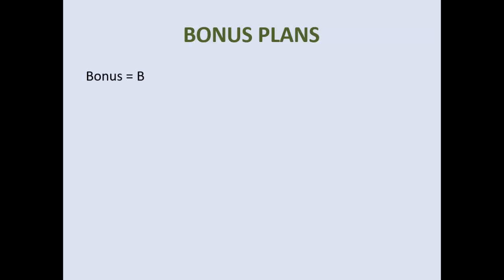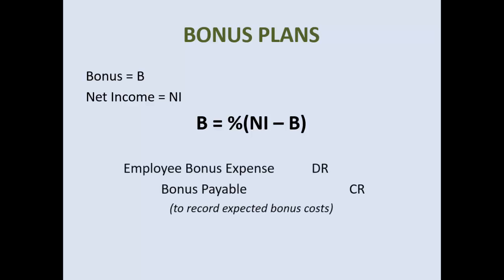So we'll call the bonus B. We'll call net income NI. So the bonus that you will record is going to equal the percentage times net income minus the bonus. So this is why it's easiest to use a little algebra. It's going to be recorded as employee bonus expense and bonus payable.